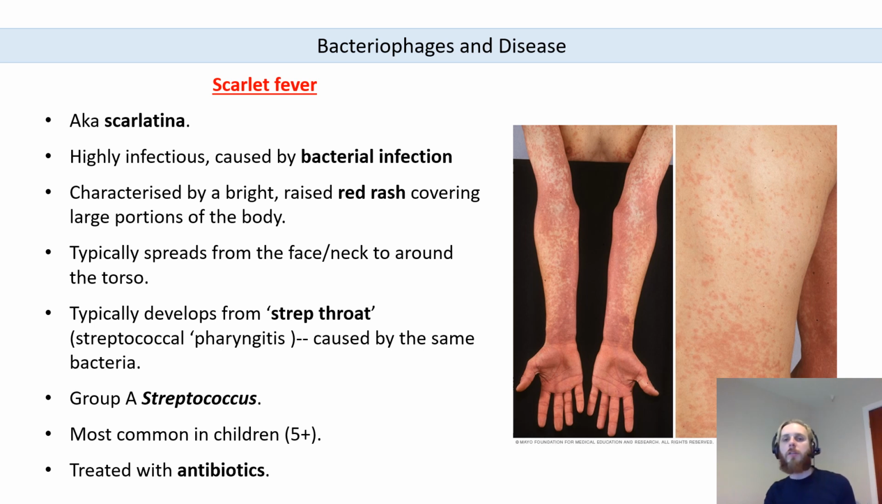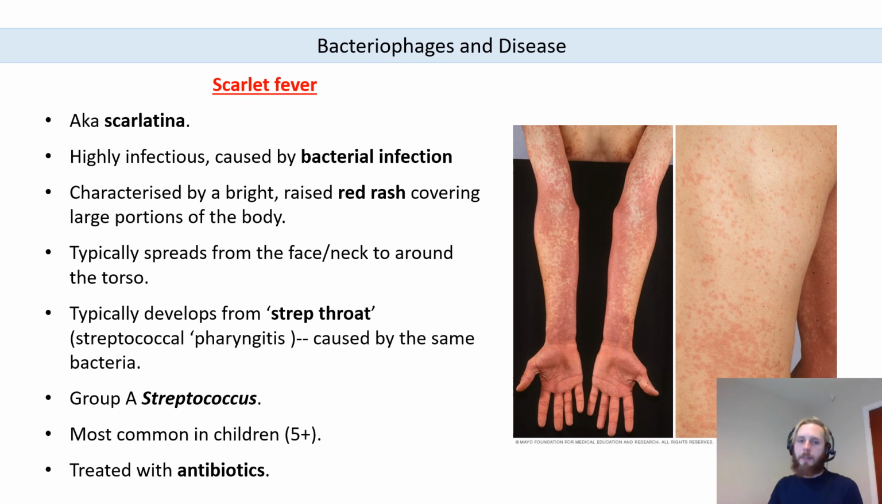Okay, so what we want to do now is look at some of the specific human diseases that are associated with this process of lysogenic conversion, so that are caused by bacteria that acquire genes by bacteriophage infection. Here we have scarlatina, which is more commonly known as scarlet fever. It's exactly the same thing, just two alternate names.